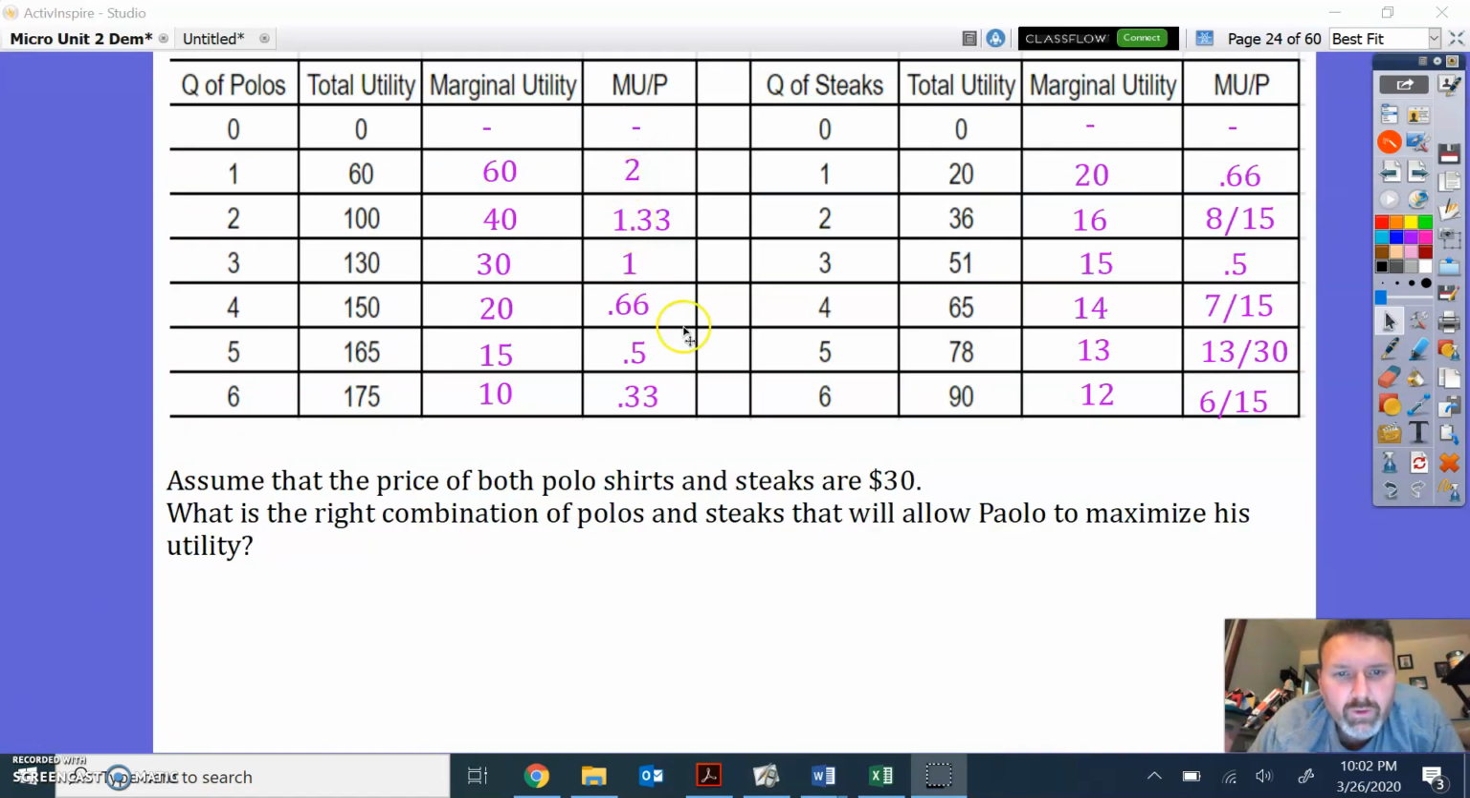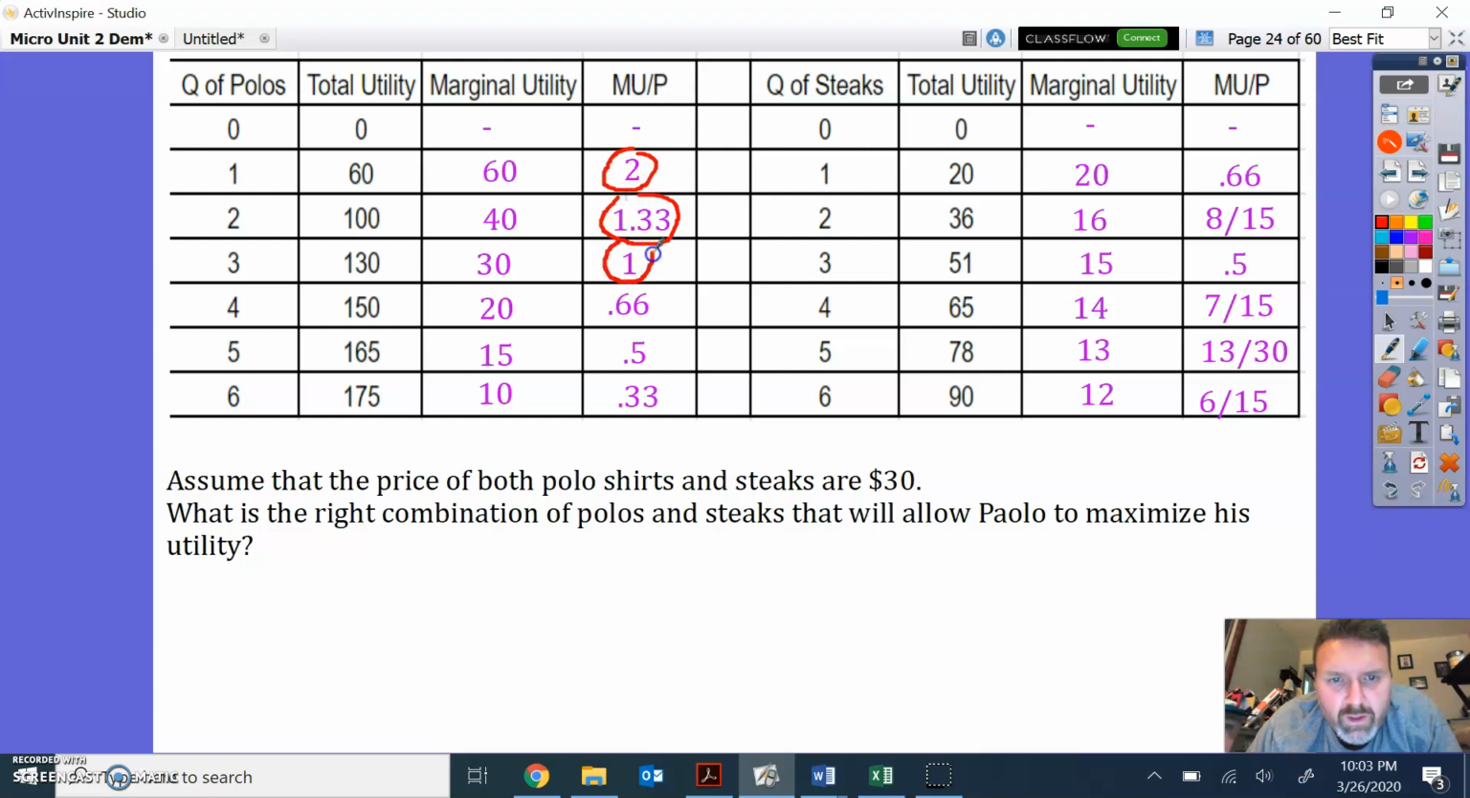Okay, so the chart is filled out. The question is, how much money do we have? So we have $150. So what is the right combination of polos and steaks that will allow polo to maximize utility? Well, we come to MU over P here. Let me find a different color here. Okay, and we do this one, because it's the highest value. And then we do this one, that second polo.